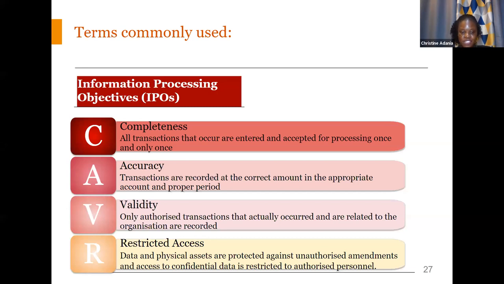Then there is restricted access, which is a very, very, very important objective. Here, what we are basically assessing is that data and physical assets are protected against unauthorized amendments, and access to confidential data is restricted to authorized personnel. You just can't allow everyone to do everything because people are malicious and they will do things to your data and you wonder what is going on. So yeah, that's the aspect of restricted access.